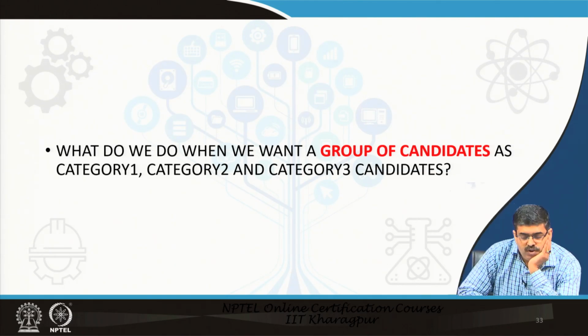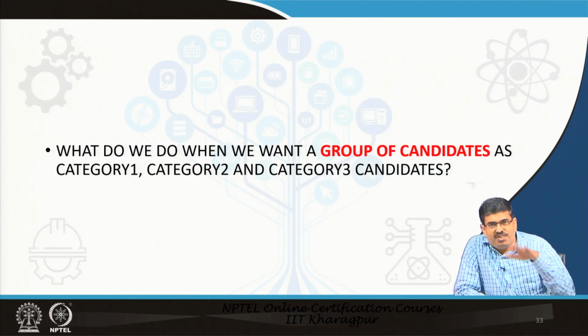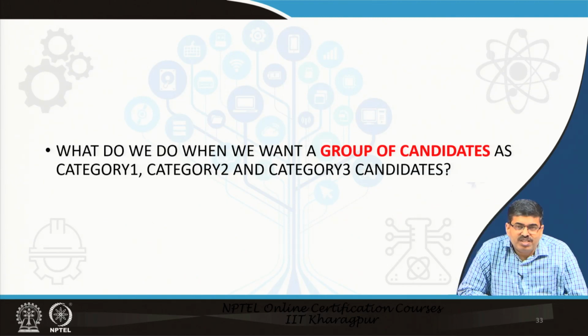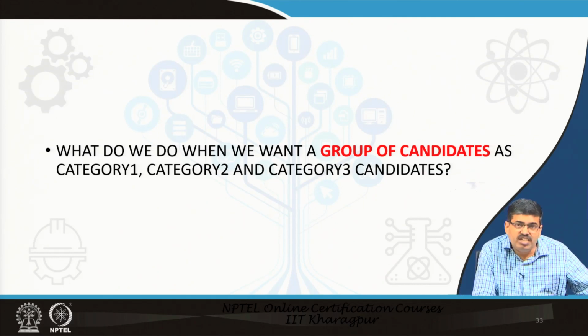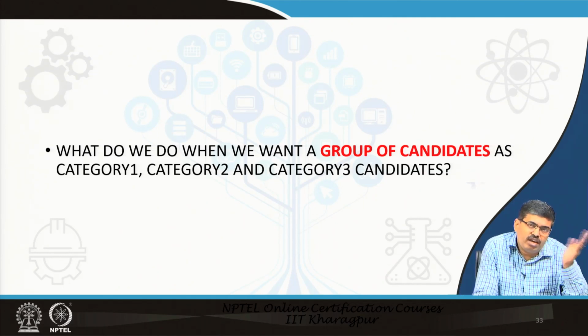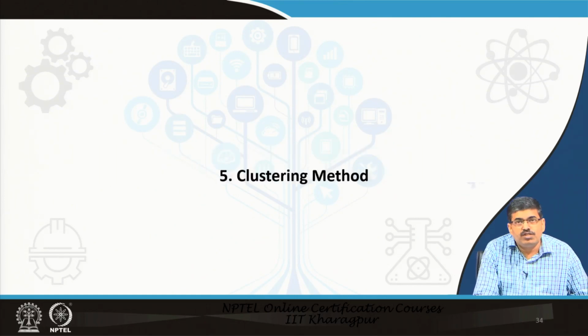What do you do when we want a group of candidates as category 1, category 2 and category 3 candidates? Good, better, best. So, what do you do? Team, not individual, because individuals, high and low together, make a team. We will use the clustering method.